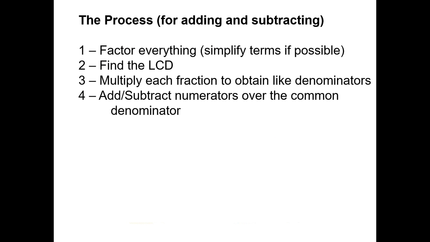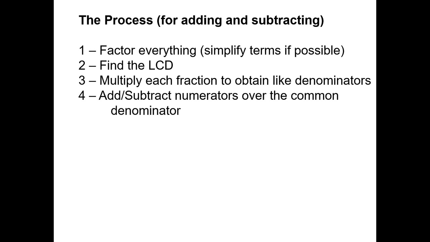So here I've broken it down into steps like we had before, the process when we're adding and subtracting. Step 1, just like before, we want to factor everything. And if there are terms that simplify, we should take care of that. Then we find our least common denominator. What's the least common multiple between the denominators that we have? And then step 3, which is multiply each fraction individually. We may have to adjust them differently based on what they currently have in their denominator. Then we're basically setting up all of our common denominators. Then finally add and subtract the numerators all over this common denominator.